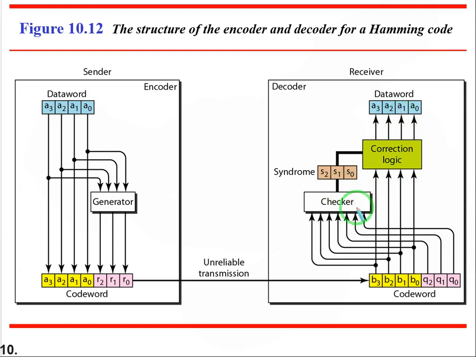So the checker will remove the parity and the data word will be received here. This is a block diagram of the encoder and decoder of Hamming codes.